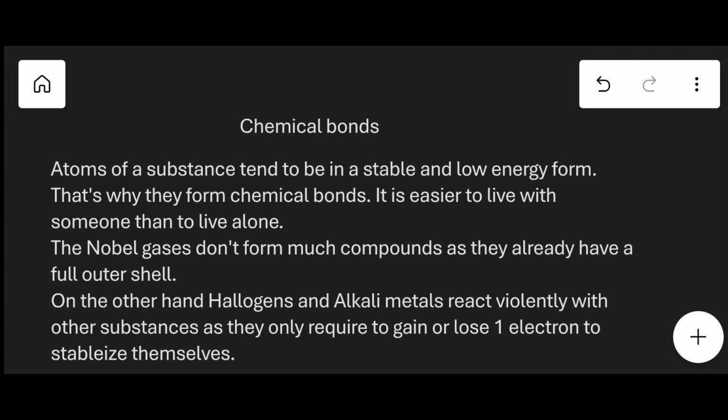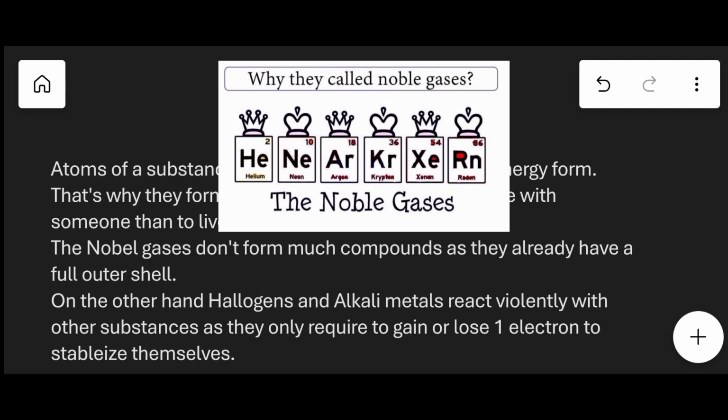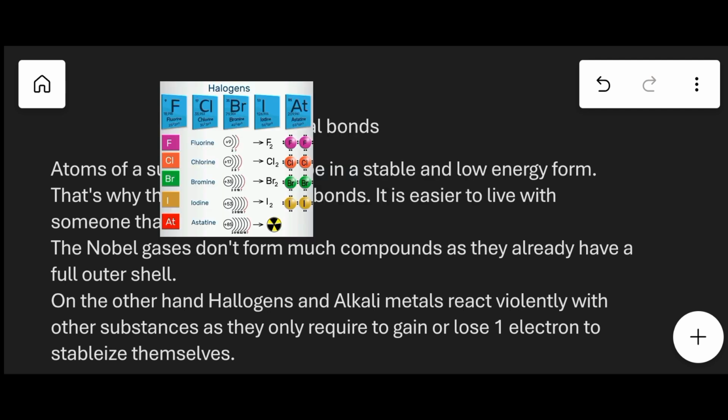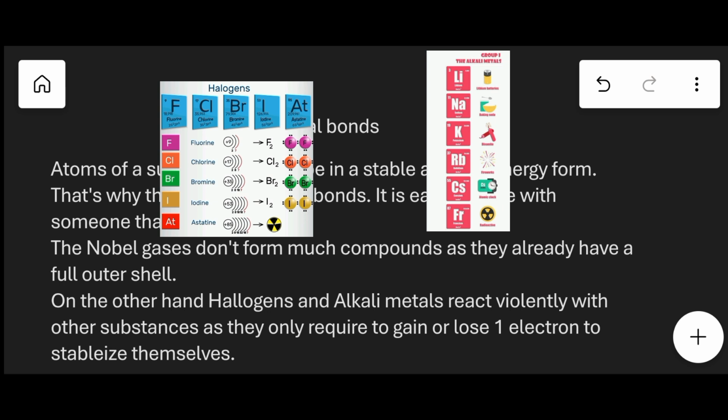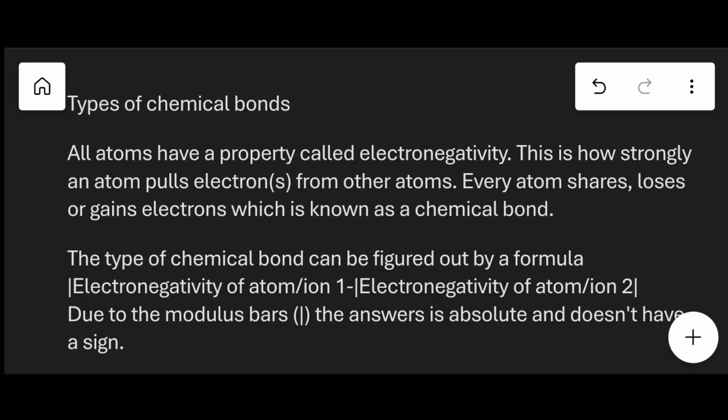This means that they wish to gain or lose electrons to have a full outer shell. That's why they form chemical bonds. It's easier to live with someone than to live alone. The noble gases don't form many compounds as they already have a full outer shell. On the other hand, halogens and alkali metals react violently with other substances as they only require to gain or lose one electron to stabilize themselves.